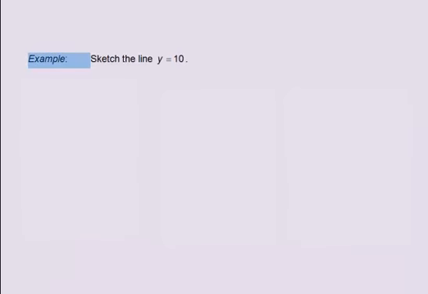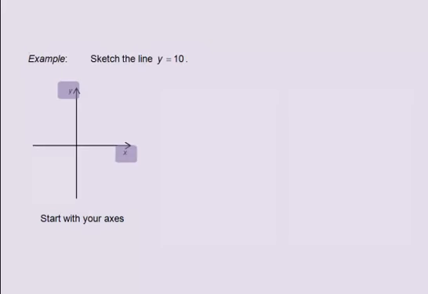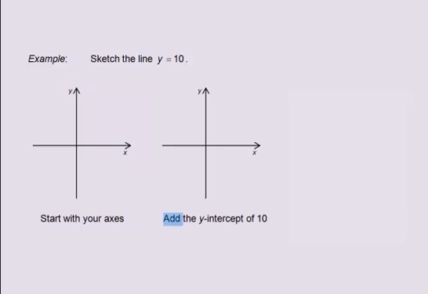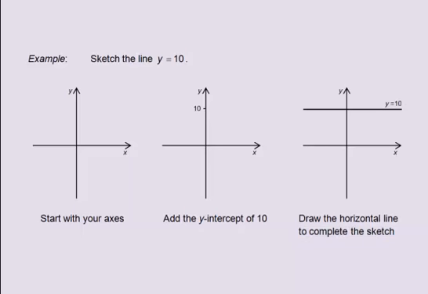Example. Sketch the line y equals 10. Start with your axes, labelled x and y. Add the y-intercept of 10. Draw the horizontal line to complete the sketch. Label y equals 10.